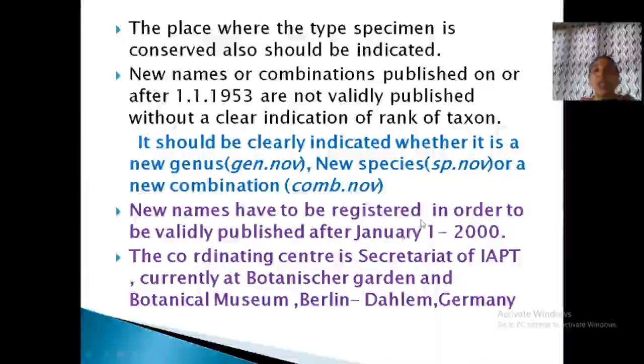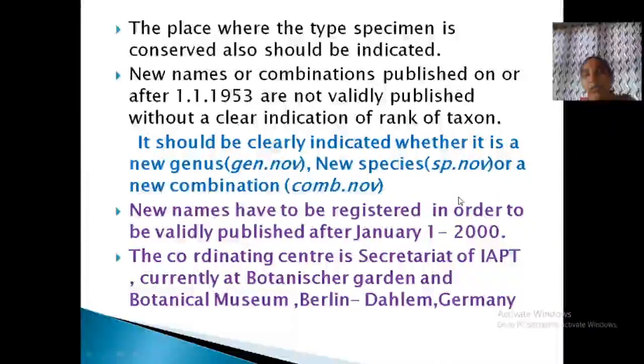Okay. Then new names have to be registered in order to be validly published after January 1st, 2000. That should be registered. There is an open database system. We discussed that in the Shenzhen Code. So you have to register it. That's also very, very important. Then the coordinating center of all this is now in the Secretariat of the International Association for Plant Taxonomy, currently at the Botanischer Garten, Berlin, Germany. Clear? So these things you have to follow.